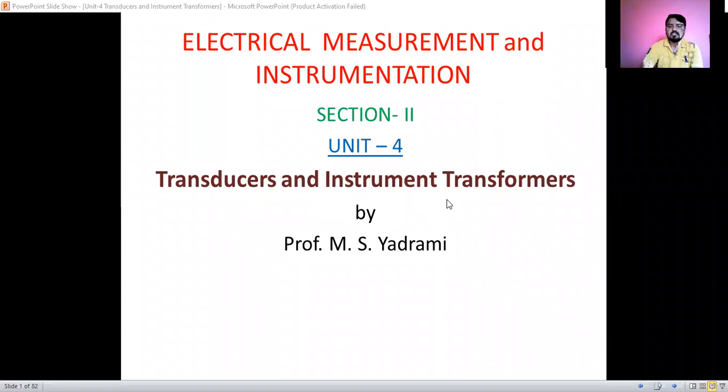Now, these instrument transformers are current transformers and potential transformers, which are useful for measurement here. Suppose 220 kilovolt is there, 22 lakh voltage will be there.